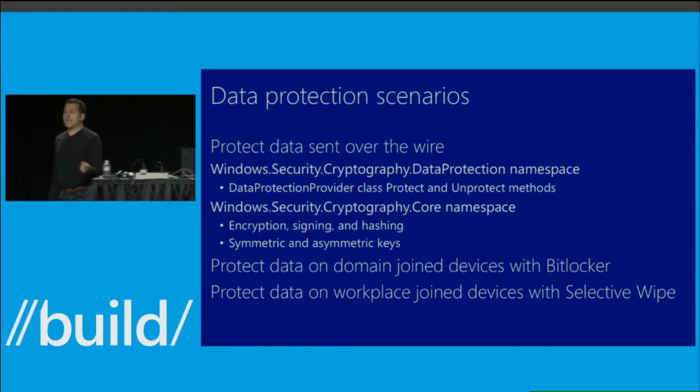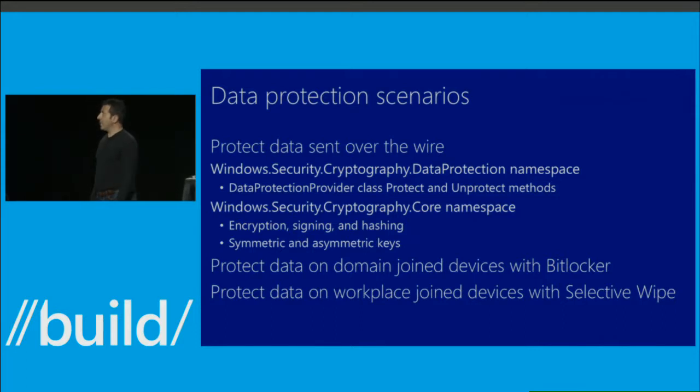So we've got data. We've authenticated users. We might also want to protect the data. There are a couple ways we can do this. The easiest way is to use the data protection provider in windows.security.cryptography.dataprotection. It has protect and unprotect methods. There's a similar class in .NET that's been there for a while, so it's basically a very similar thing. You may be familiar with that.